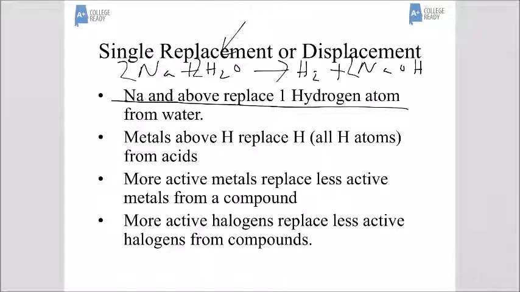If an element is below sodium on the activity series, we would say no reaction. For example, if we had copper plus water, copper is below sodium on the activity series, that is a no reaction.